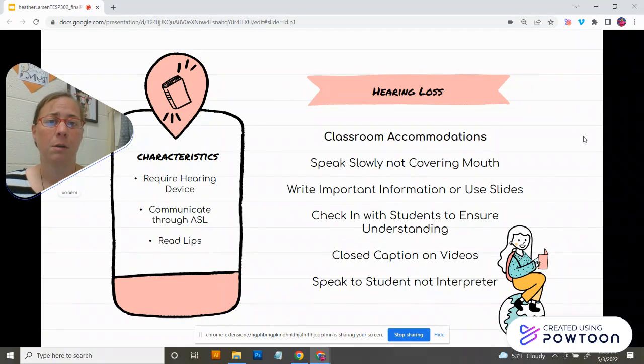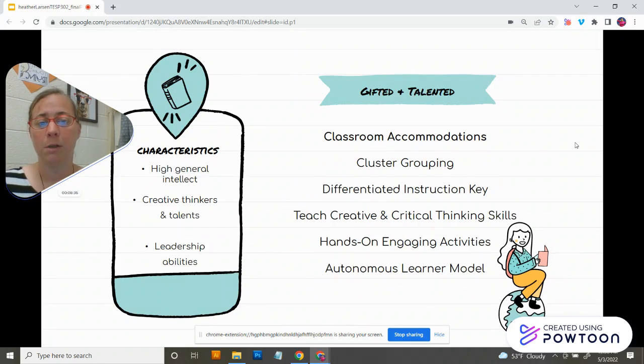Hearing loss also, there's a wide spectrum there. You might see students who have maybe a hearing device like a cochlear implant. They might use ASL to communicate, or they might read lips to communicate as well. Speaking slowly, not covering my mouth will be important. Using slides with directions on them, or the closed caption on videos. Those are all things that would be very helpful for these individuals to see and utilize their sight rather than their hearing. And then learning sign language. I do know a little bit of sign language, but learning more would be very helpful to be able to speak and communicate with these students.